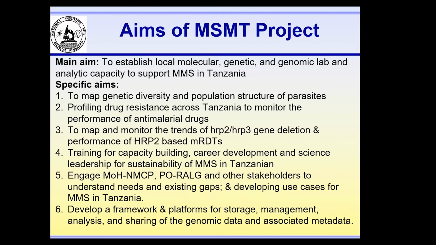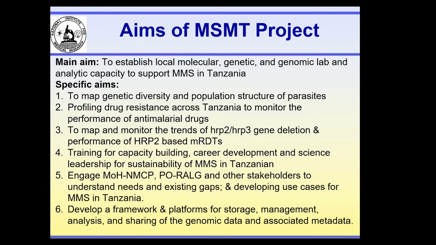Next slide. Since we already know that we really need to embrace molecular surveillance for malaria, I will share with you the aims of our project. The main aim is to establish local molecular capacity for molecular genotyping, sequencing, as well as analytics and interpretation of data. We'll do that in 6 specific aims, and 3 of them are scientific, while 3 are supportive.